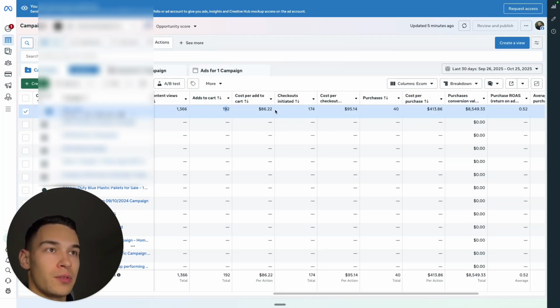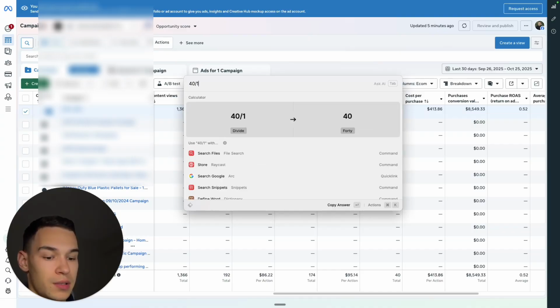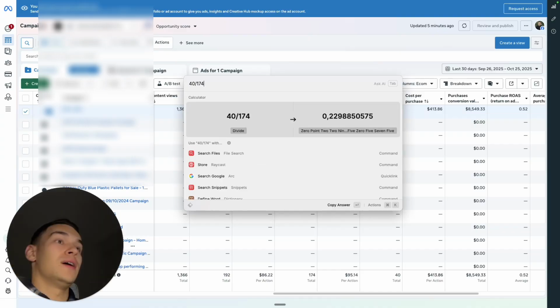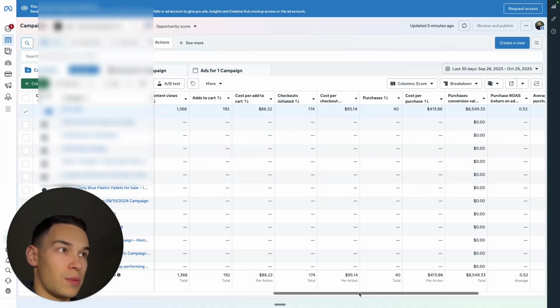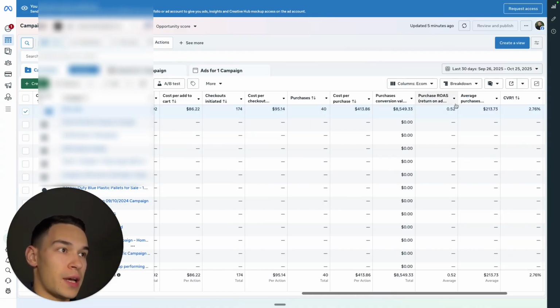I can see that from add to carts to checkouts as well, it's really, really good. And then from checkouts to purchases, we have a big drop here. So 40 divided by 174, it's 22%. I would say it should be around 50%, but this is a higher AOV product, so it's pretty normal. And then we have 0.5x ROAS.